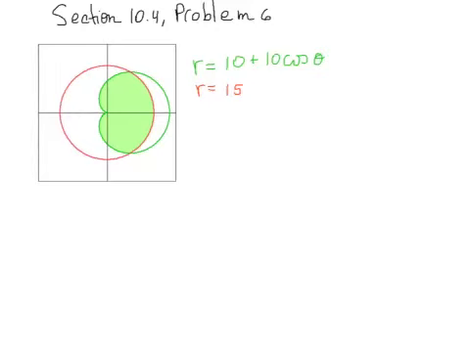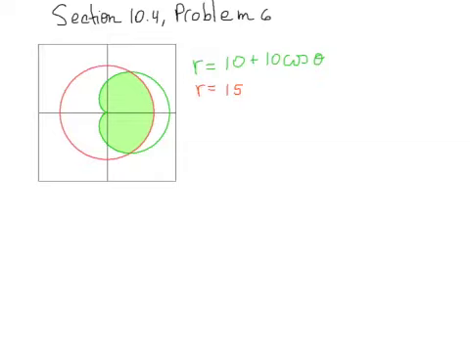Okay, this is section 10.4, the Webwork, problem 6, where you're asked to find the area of the green region that's shaded. So the two curves, I've written down the equations for this version of the problem. The green curve, which is my cardioid, is given by r equals 10 plus 10 cosine theta, and the circle is, in red, r equals 15.